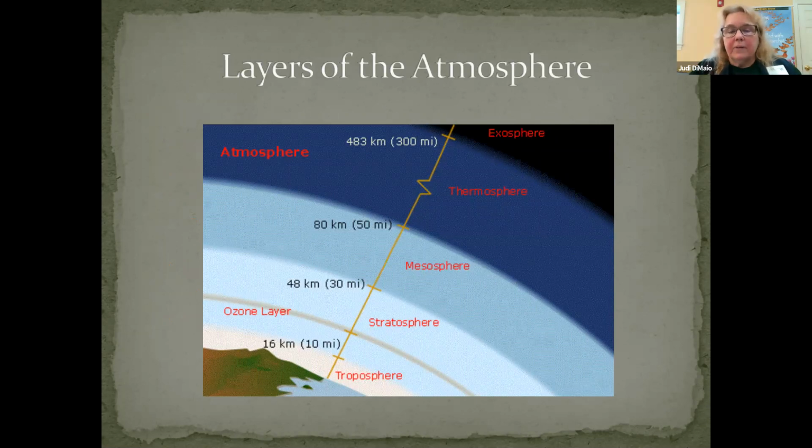So there are 5 layers to the atmosphere. The one that's most important is the troposphere, the one toward the bottom. That's where most of our weather is. Then you have the ozone layer, the stratosphere, and the rest of them.